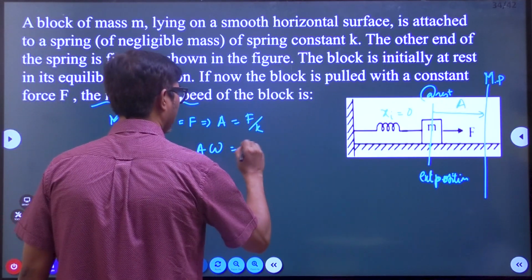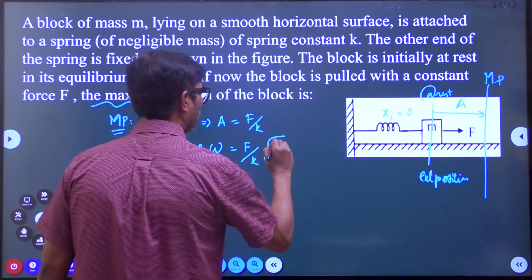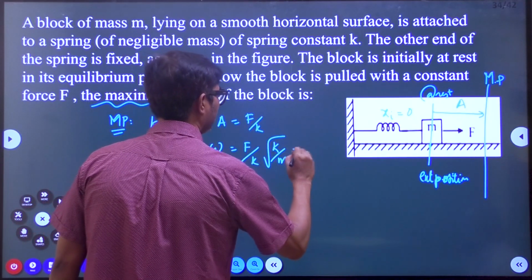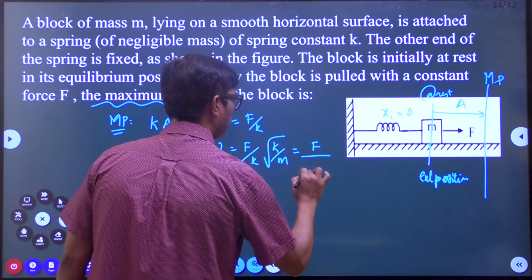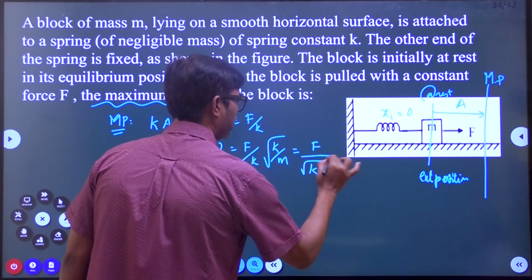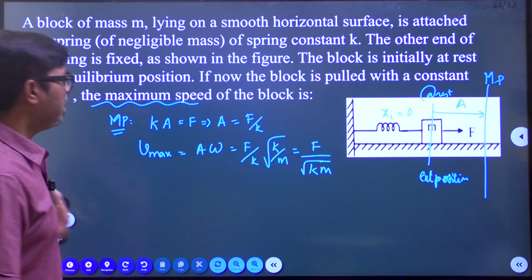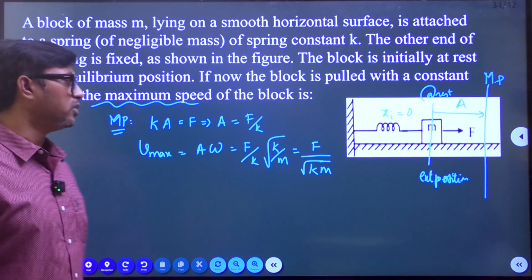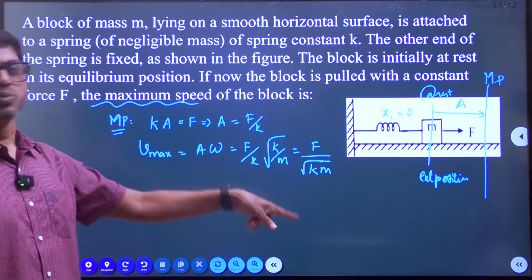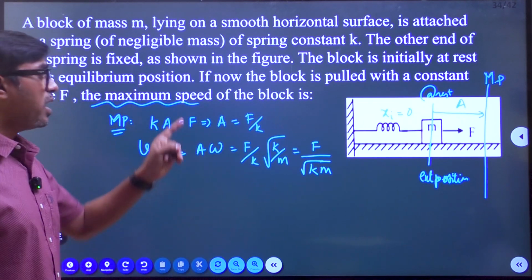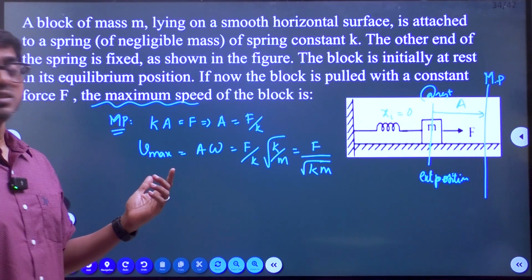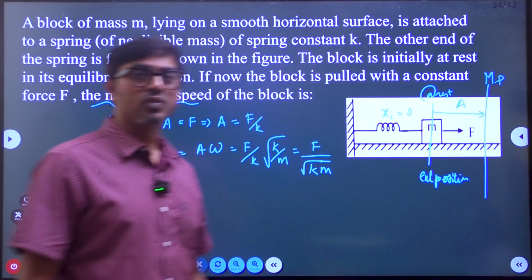A is F by K, and omega is root over K by M. So what do I get? F by root over K into M. That is one way to do it. Of course, I can use the work-energy theorem also, but I think the SHM idea would be much easier to handle. So where will you have maximum speed? At the mean position. Where were you initially? At the extreme position. How do I know that it is the extreme position? Because speed was 0. All right.